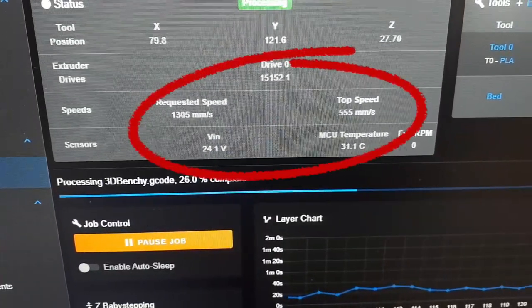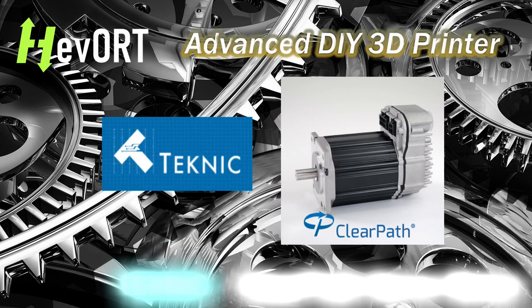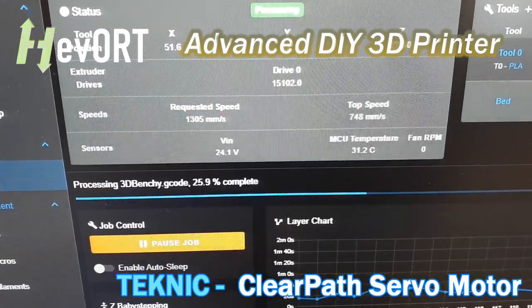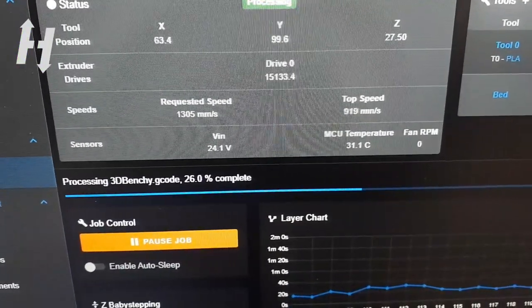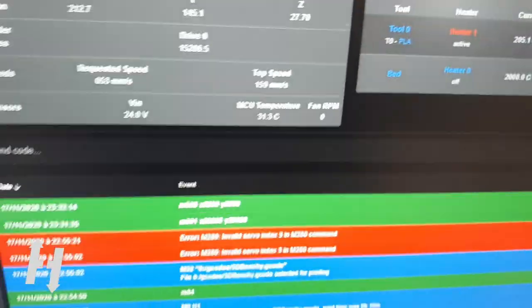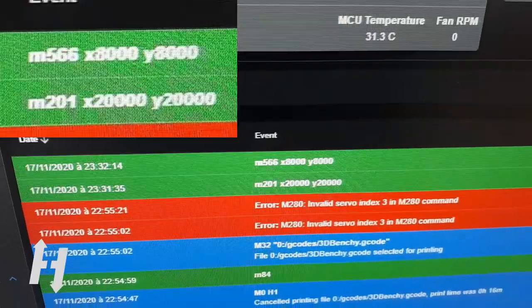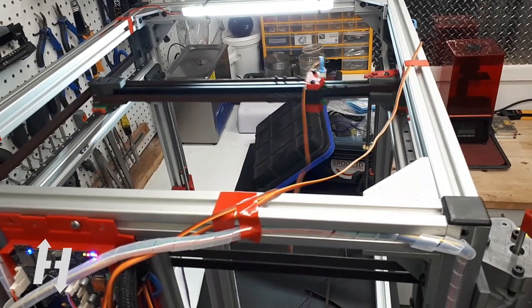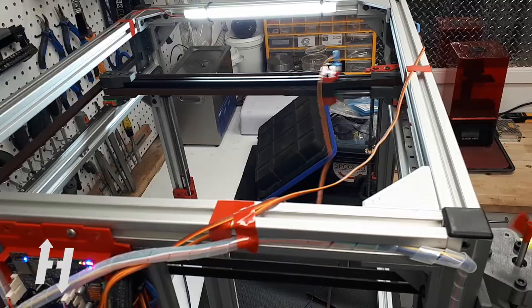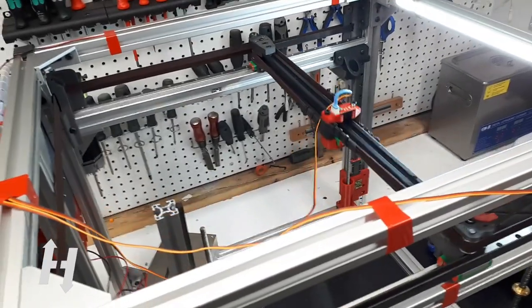Any of you ever wondered what these numbers would look like on a printer? And what this kind of acceleration, let me zoom in on this. So acceleration 20,000 and jerk at 8,000. This is what we have right here on the ClearPaths. Those are close to a quarter horsepower each. Look at that.